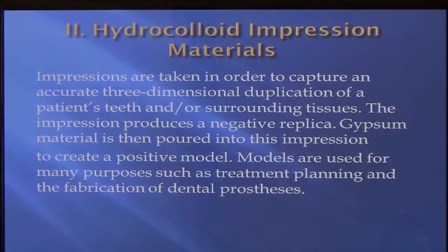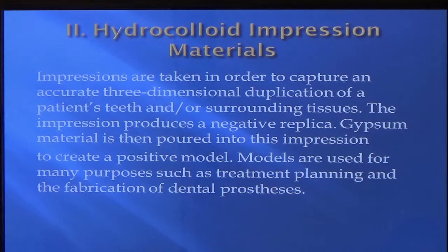Okay, this is important. Hydrocolloid impression material. Impressions are taken in order to capture an accurate three-dimensional duplication of a patient's teeth or surrounding tissues. Then we pour it, we get a negative like I showed you there, an imprint, and then you pour it into gypsum, which is a stone, okay, to make a positive. So then we take it out of the impression, and we have a positive.